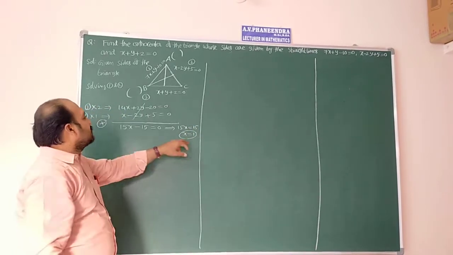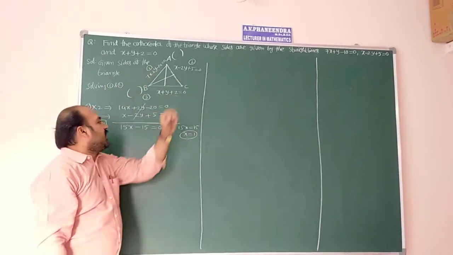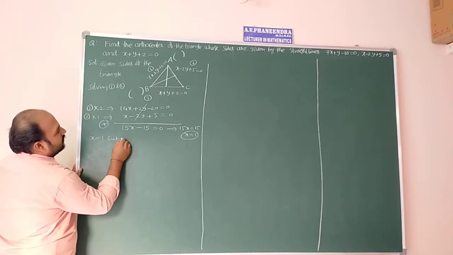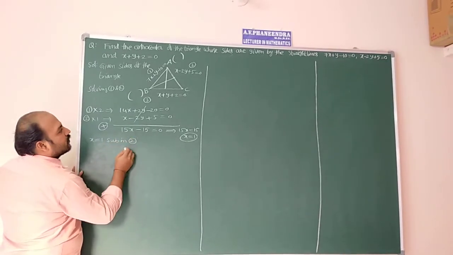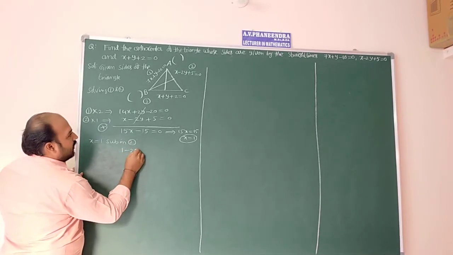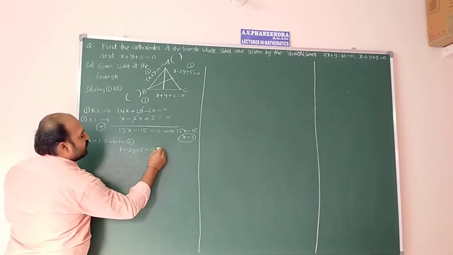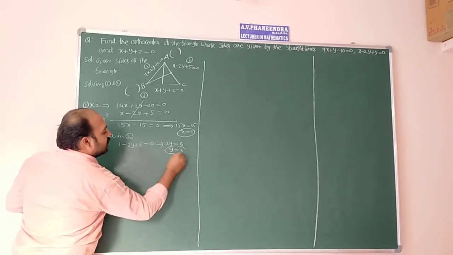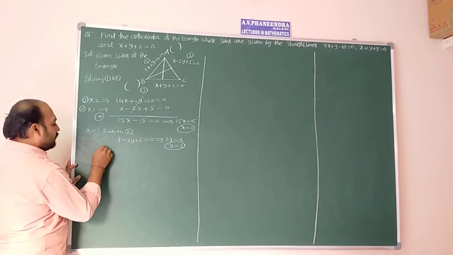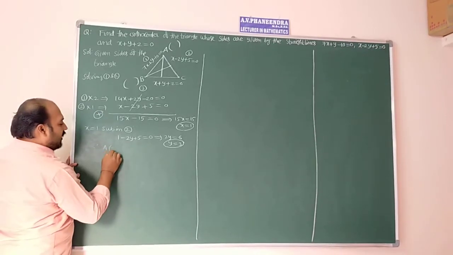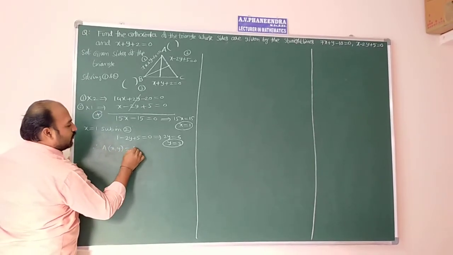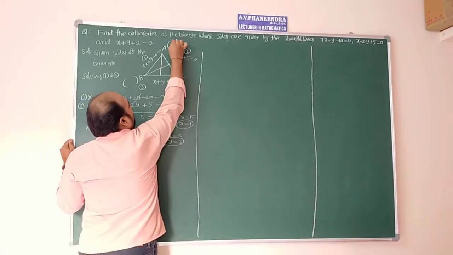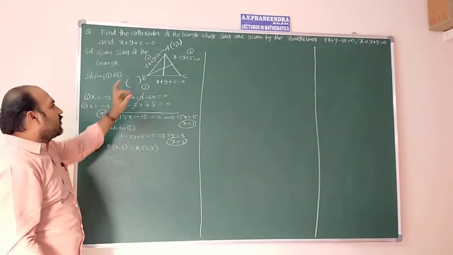X is equal to 1, substitute in either the first equation or second equation. Substitute in equation 2. So 1 minus 2y plus 5 equal to 0. That implies 2y equal to 6, y is equal to 3. Therefore, the coordinates of A of x comma y is equal to A of 1 comma 3. Next I want the B value.